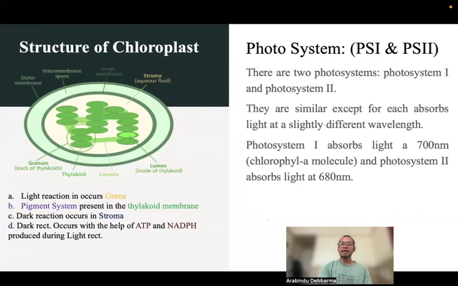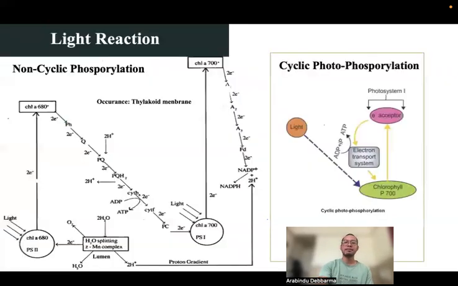Therefore, the cyclic reaction mostly occurs in the lamella region. Now, during this process, again in photosystem 1, when light is absorbed, the electrons get excited and are transported to different chambers, and finally, after producing ATP, come back into chlorophyll.